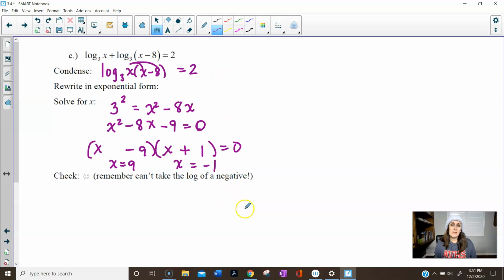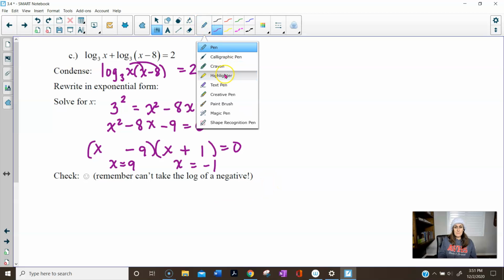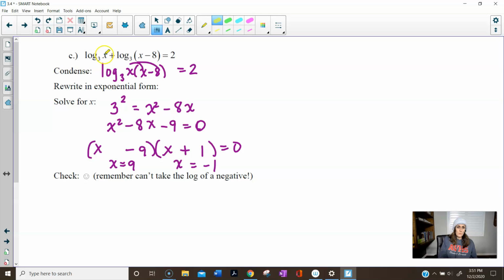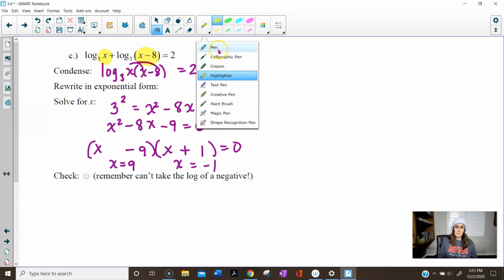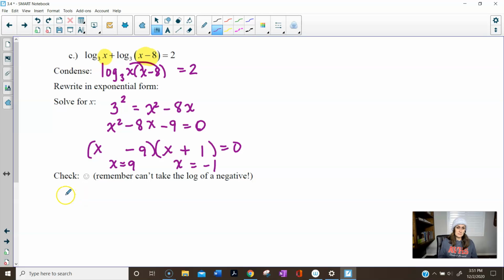Now, here's the deal, remember, you can't take the log of a negative number. So when we look up at this original equation, where x is right here, this area here has to be positive. So let's go ahead and check both of these and see which one works. Maybe both will work. Let's look.